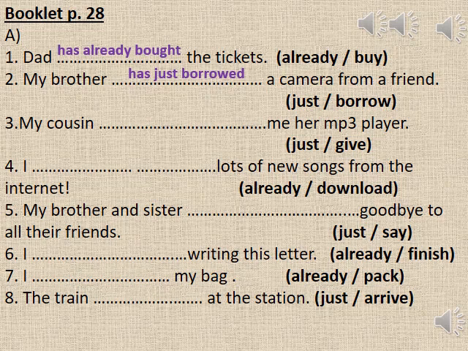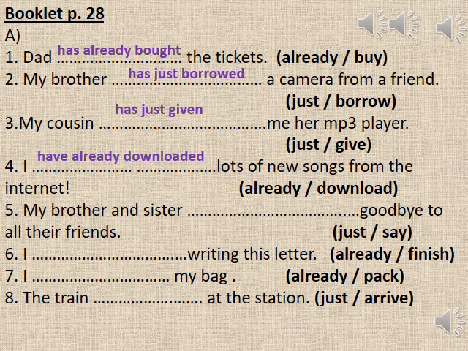Number 3, my cousin me her MP3 player. Just, give. So the answer will be, my cousin has just given me her MP3 player. Number 4, I lots of new songs from the internet. Already, download. Download is a regular verb, so the past participle is the same as the past simple form. So the answer will be, I have already downloaded lots of new songs from the internet.